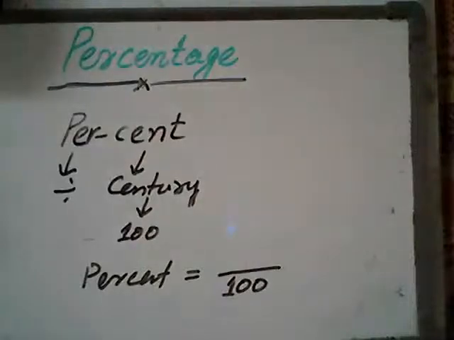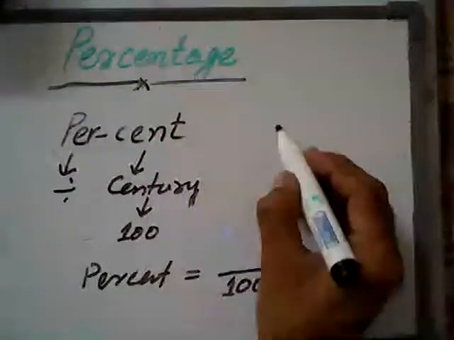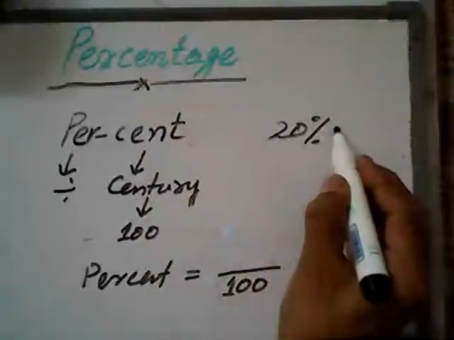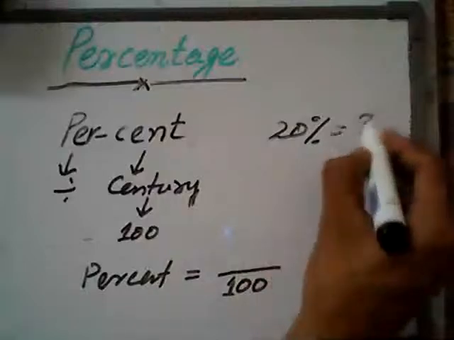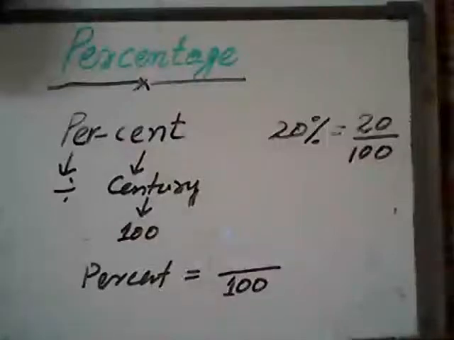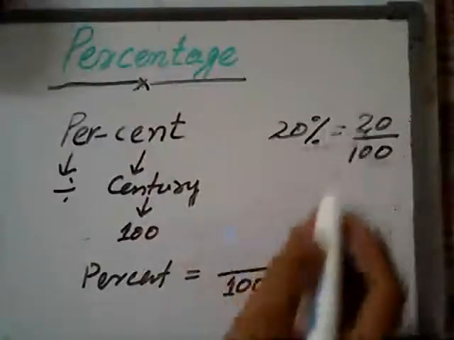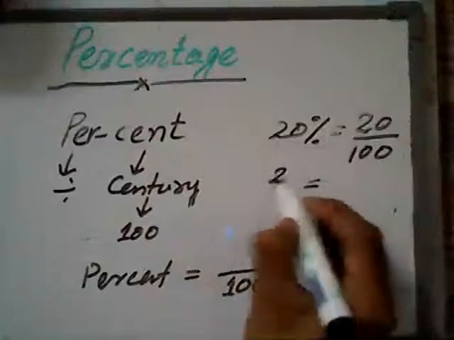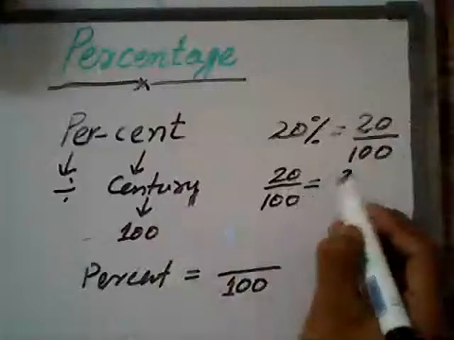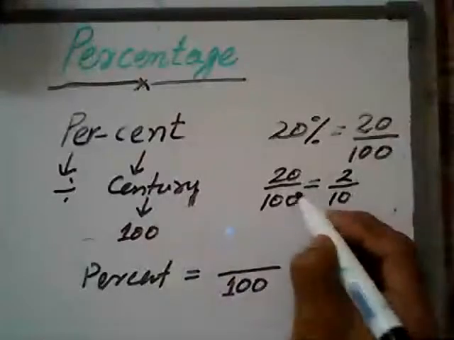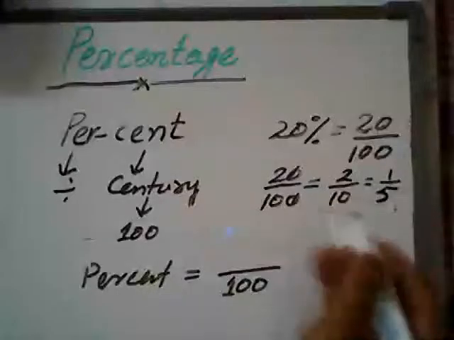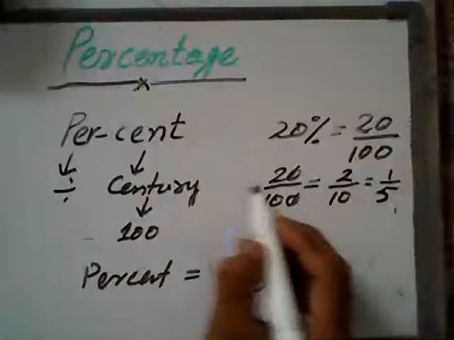So if we want to say something about 20%, in other words we are saying that it is actually 20 by 100. And 20 by 100 could be simplified as 2 by 10 after zero cancellation, and after simplification it becomes 1 by 5. So 20% can be converted into a fraction.